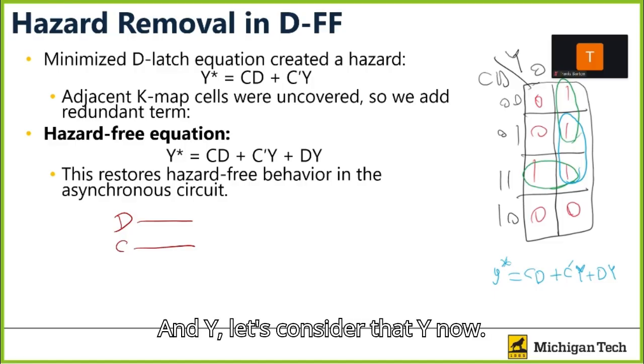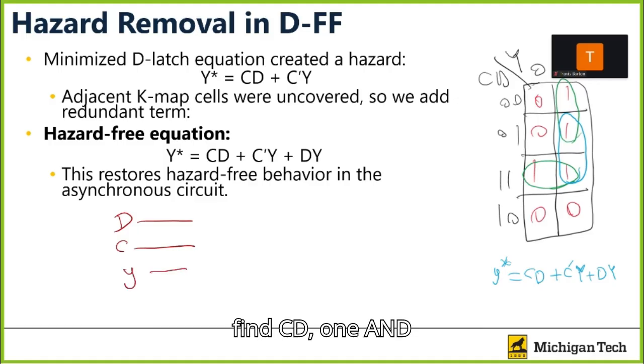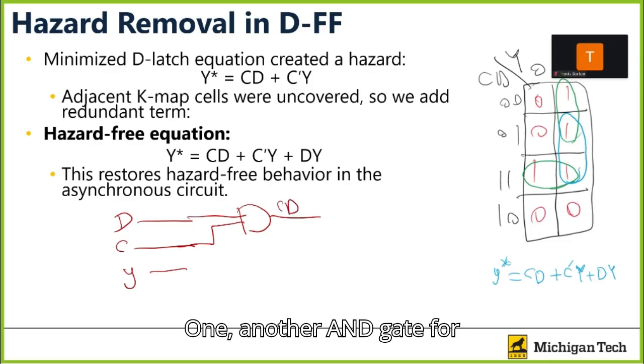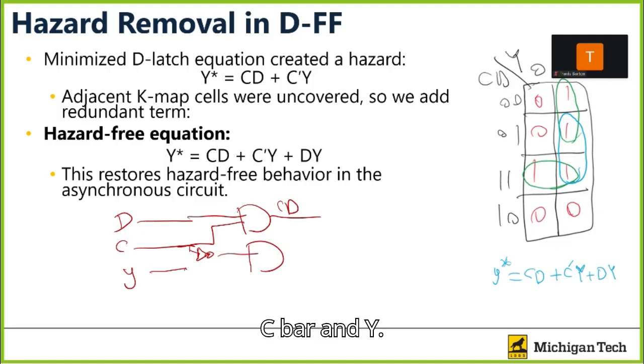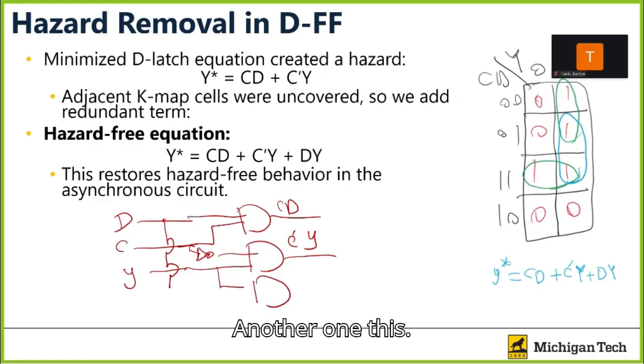And Y, let's consider that Y now. Okay, so how can we do that? We can find CD, one AND gate to make CD, another AND gate for C bar. Let's make C bar 2, C bar and Y, C bar Y, another one for D and Y, another one this.